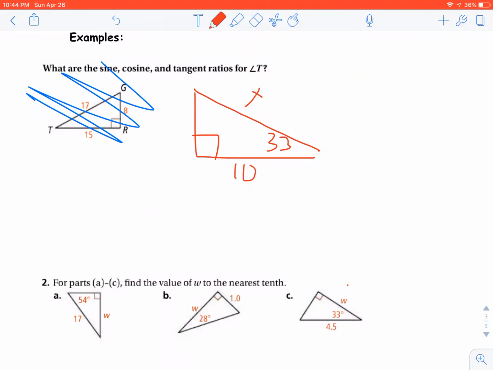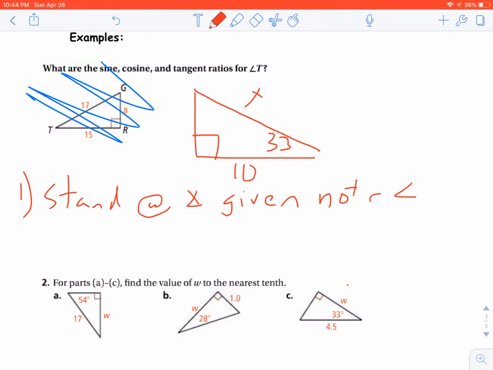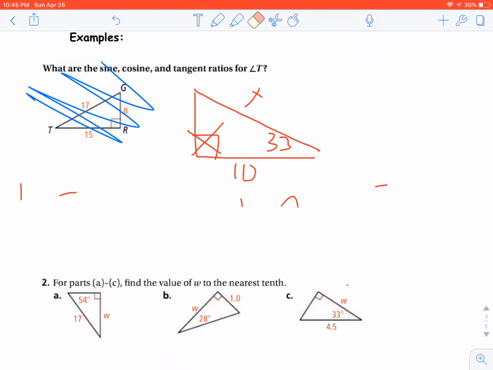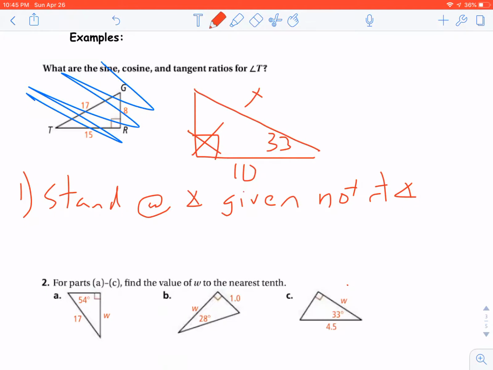Okay, I have two rules that I make kids follow when they do this. Okay, rule one is to stand at the angle you're given. I'll explain that in a minute, but stand at the angle given, not the right angle. So you never stand at the right angle because you're technically given the right angle and a different one. When I teach this in person, I literally have a triangle on the floor and I have kids stand on the angle that they are given. So I will draw a stick figure to represent that.